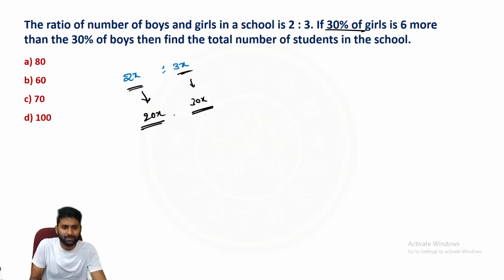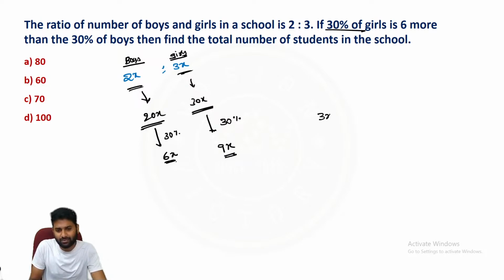Now we have to pick 30% of girls. This is boys' information and this is girls' information. Now you have to pick 30%. 30% of 30x is 9x. And 30% of girls is 6 more than 30% of boys. 30% of 20x is 6x. And 9x is more than 6x by 3x. If 3x is equal to 6, then you will get x is equal to 2.